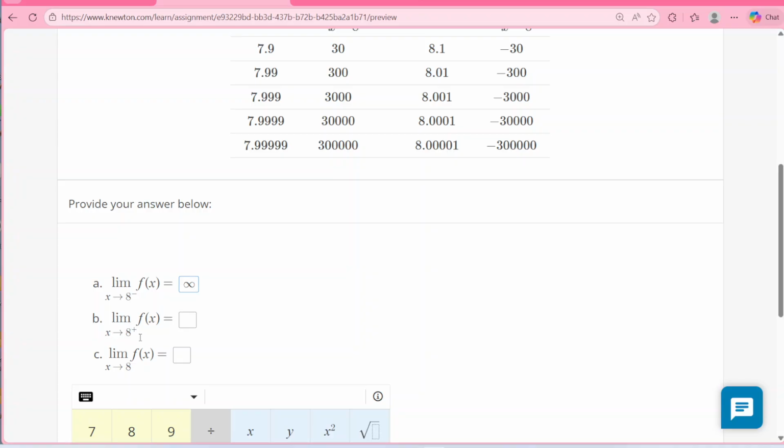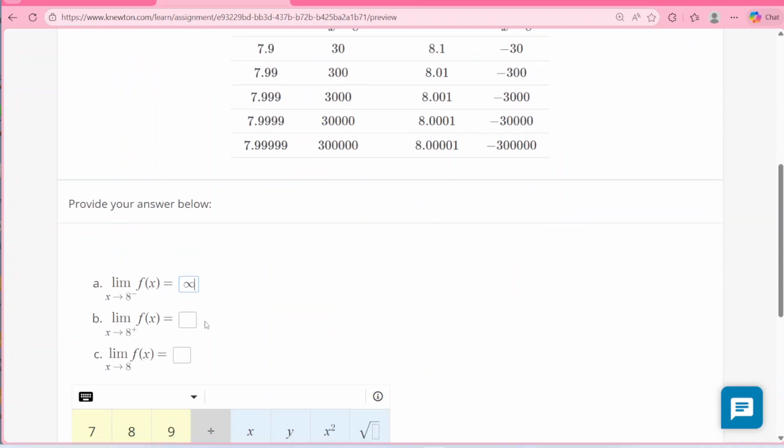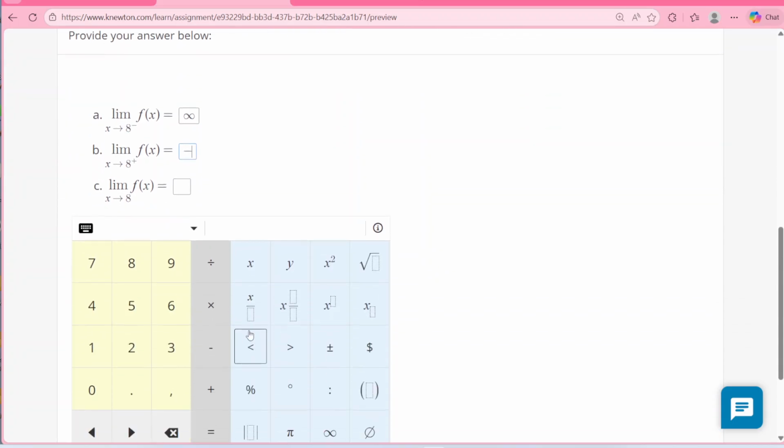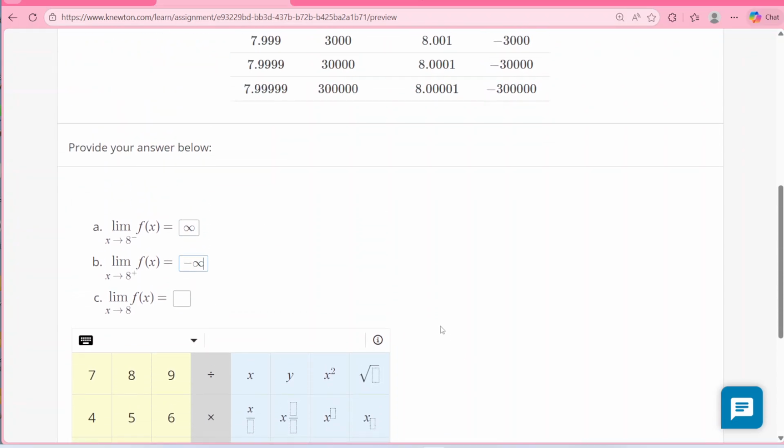And then as x approaches 8 from the right side, the little plus sign, it means I'm plugging in values greater than 8, but getting closer and closer to 8. So that's this 8.1 down to 8.00001. And hopefully you're seeing that the outputs are getting larger and larger, but negative, right? So it looks like from the table, the limit from the right side of 8 is, now here's where I got to put the minus, negative infinity. And the infinity symbol is down here on the keyboard.